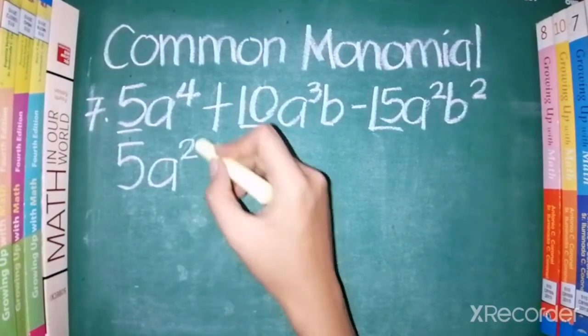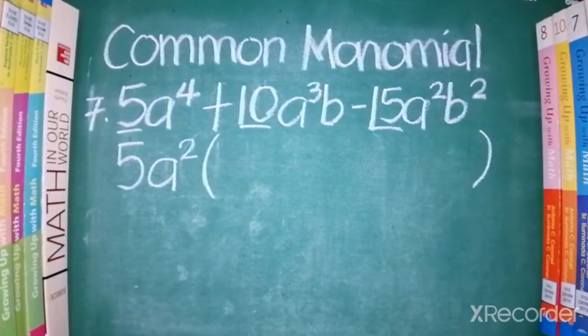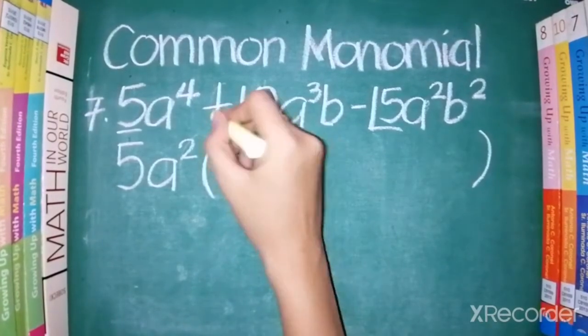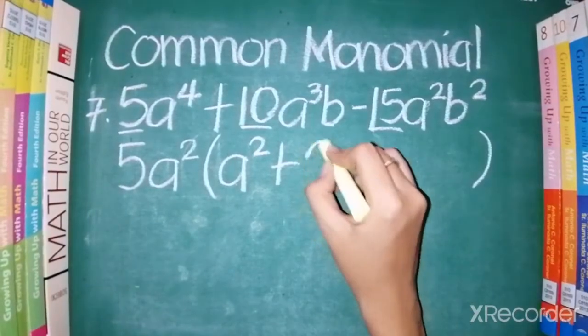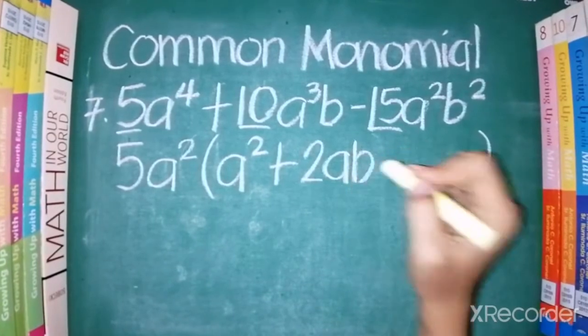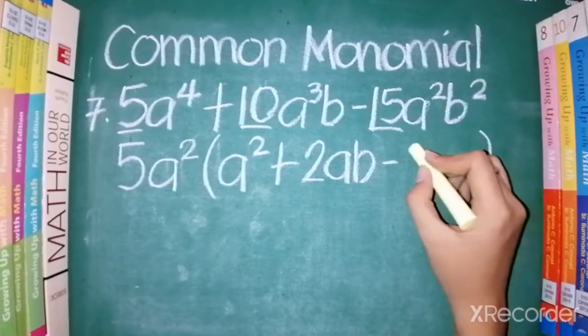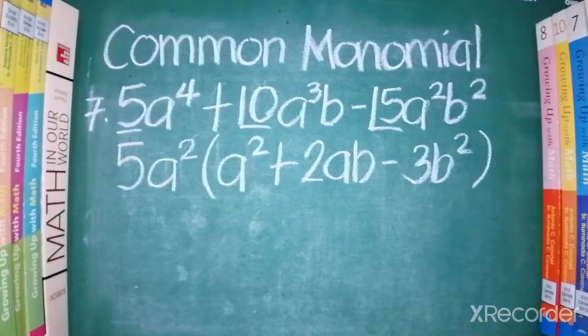So let's proceed to division. 5a to the power of 4 divided by 5a squared, that is a squared. Very good. Copy. We have 10a to the power of 3b divided by 5a squared, that is 2ab. Last one is negative 15a squared b squared divided by 5a squared, that is 3b squared. So our answer is 5a squared quantity a squared plus 2ab minus 3b squared.